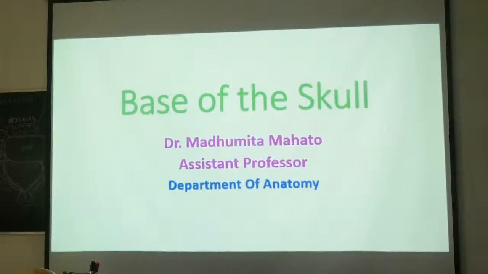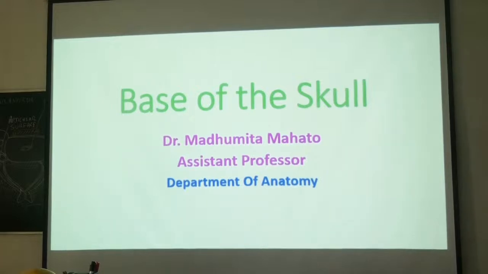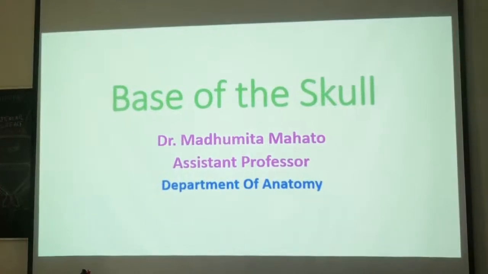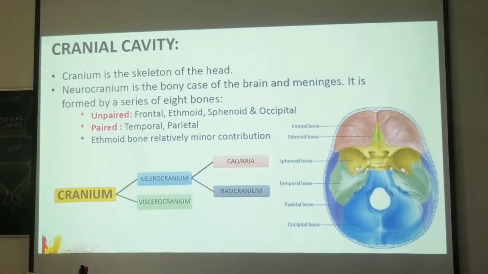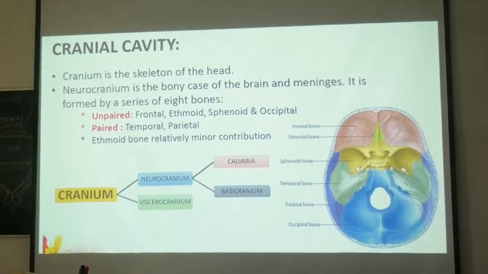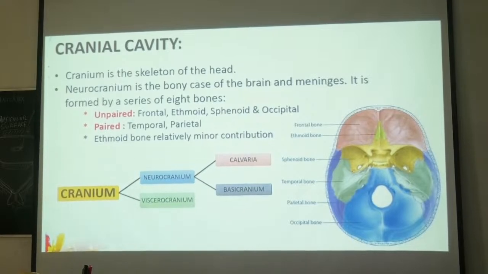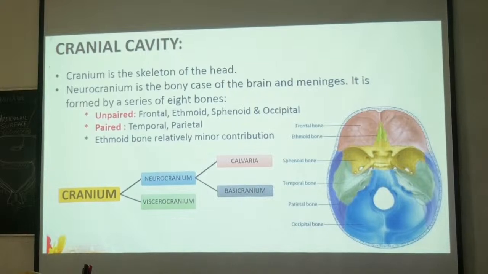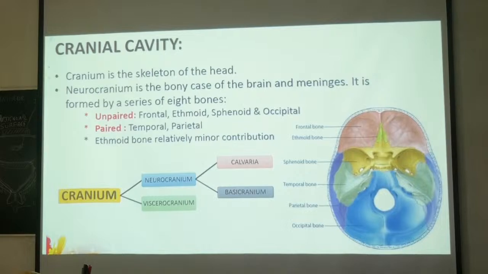So today's topic is the interior of the cranium, okay, base of the skull mainly. We will discuss the three cranial fossae: anterior, middle and posterior cranial fossae, okay. Change. So the cranium is the skeleton of the head, and neurocranium is the bony case of the brain and meninges. It is formed by a series of 8 bones.